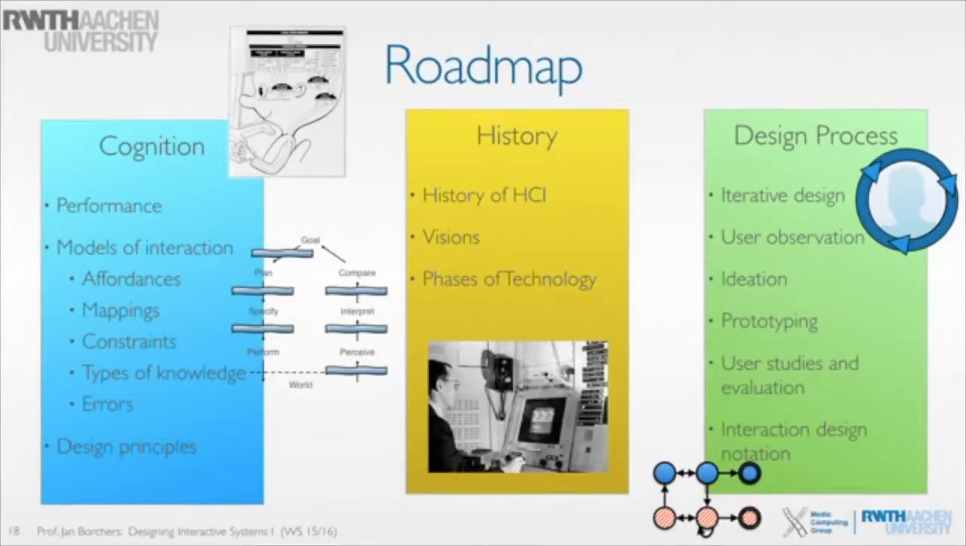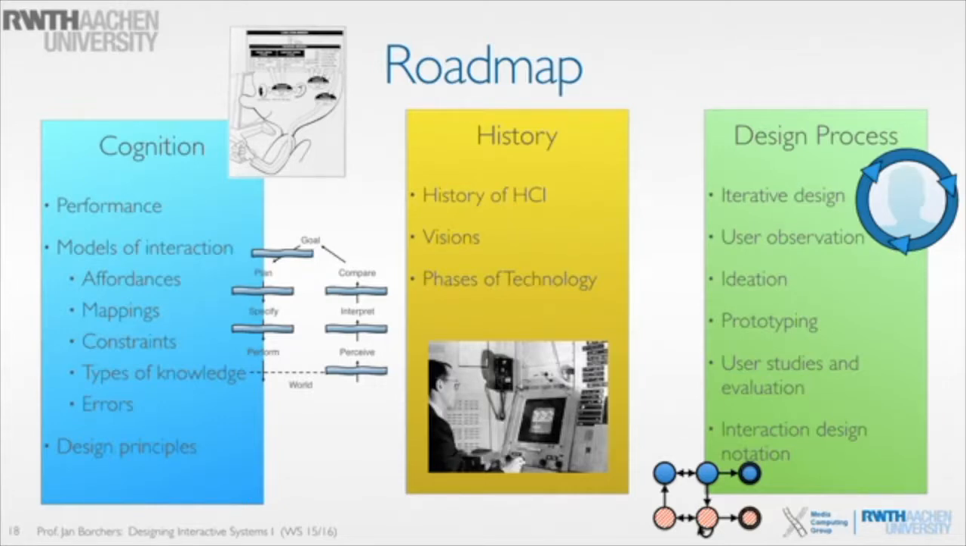To give you guys an idea of where we are now, DIS1 has tried to give you an insight into three parts. The cognition part: performance of people, models of interaction with affordances, mappings, constraints, various types of knowledge in the world and in the head, and errors, mistakes, and slips, and so on. And we've derived some first design principles from those. This was the human, essentially.